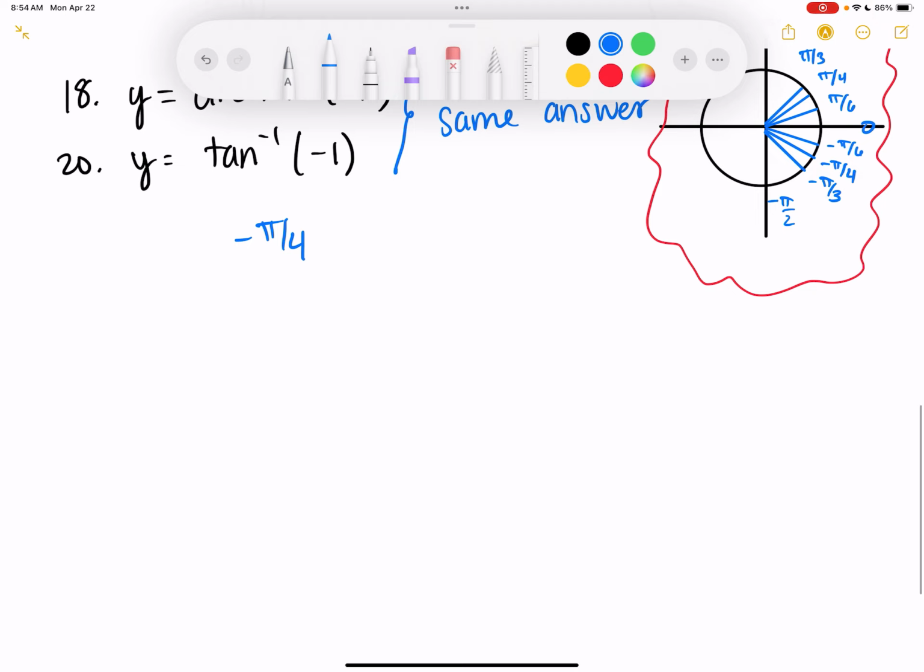22. y equals the inverse sine of root 2 over 2. So sine exists on the right. So where is the sine value negative root 2 over 2? What angle value produces that?